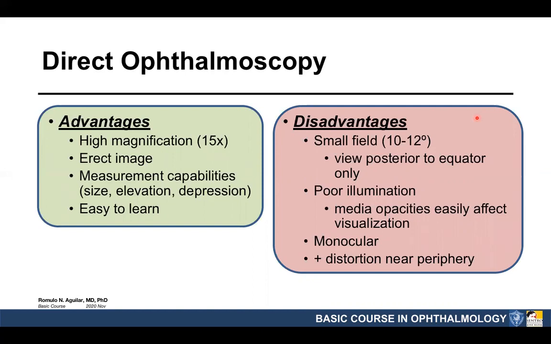The disadvantages are the small field, only about 10 to 12 degrees, so that you can only view structures posterior to the equator. There is relatively poor illumination, although newer direct ophthalmoscopes would have brighter light thanks to LED technology, but then these are sometimes not enough really to bypass the media opacities like cataracts. Major disadvantage is monocular because you only use one eye at a time, and if you try to look at the periphery, there will be a lot of distortion.